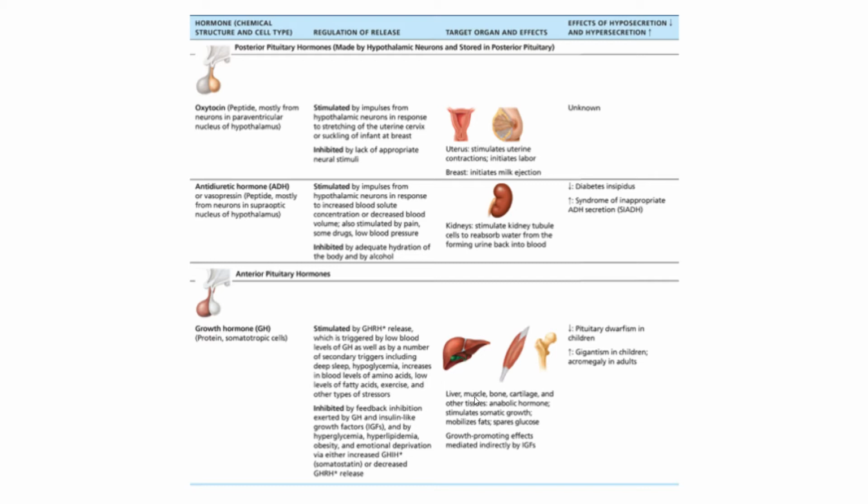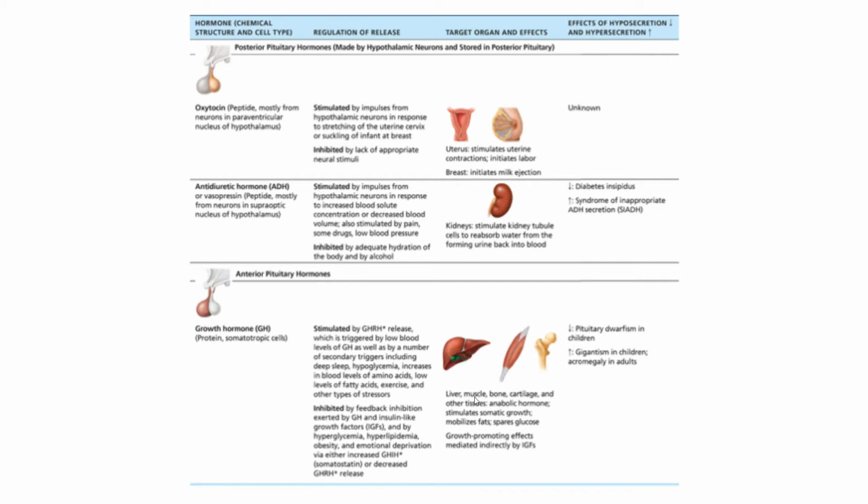Oxytocin is a strong stimulant for uterine contractions during childbirth. You've probably heard the term induced labor. So when a woman goes in to have labor induced, this is the hormone that they give her to induce labor. It's a hormonal trigger for milk production as well.